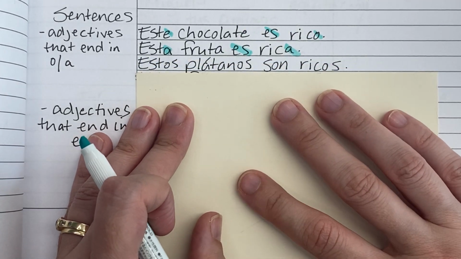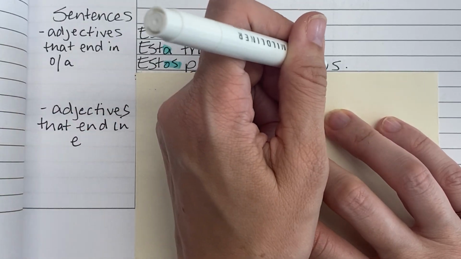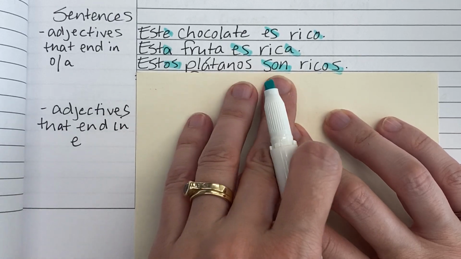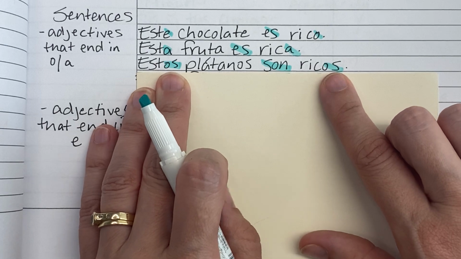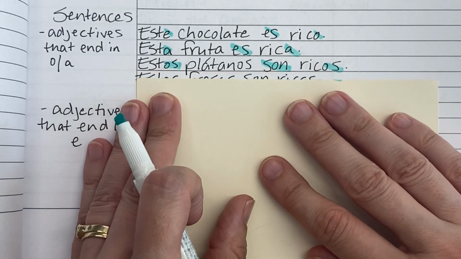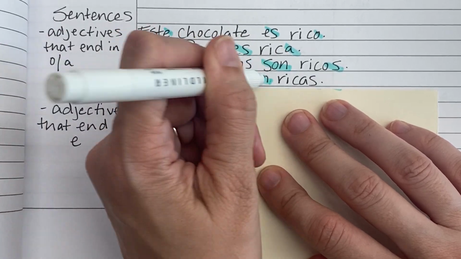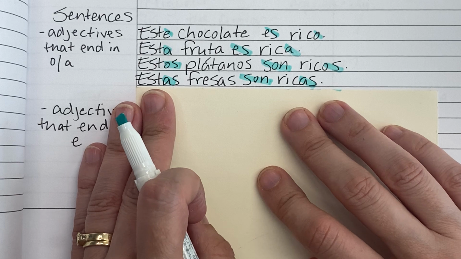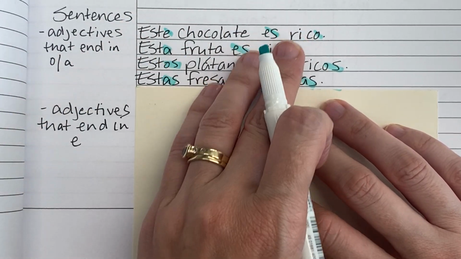Now let's take a look at it with bananas. Estos plátanos son ricos. Now we're looking at plural, right? They are delicious, and so all of these, the estos and the ricos, are both masculine but also plural. And then estas fresas son ricas. Again, it's plural, but this time it is feminine. Okay, so those are sentences with the word rico, rica.